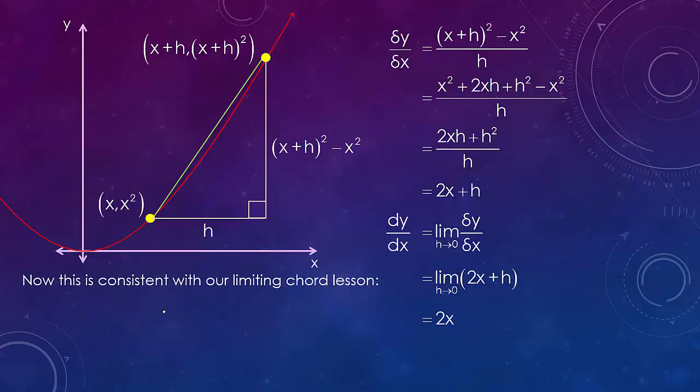Now this is consistent with our limiting chord lesson that we looked at before. Because if we consider dy dx when x equals 2, remember before we found the gradient function should be 4, we now have an expression for the gradient function. If we put x equals 2 into it, we get 2 times 2, which is 4.